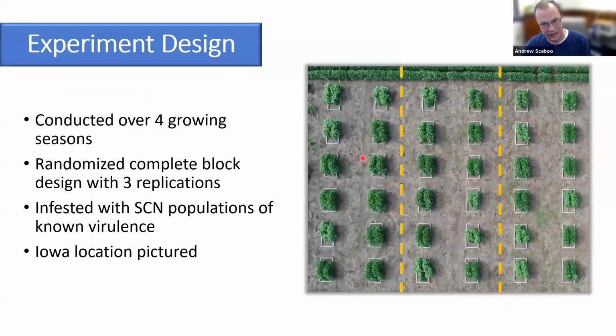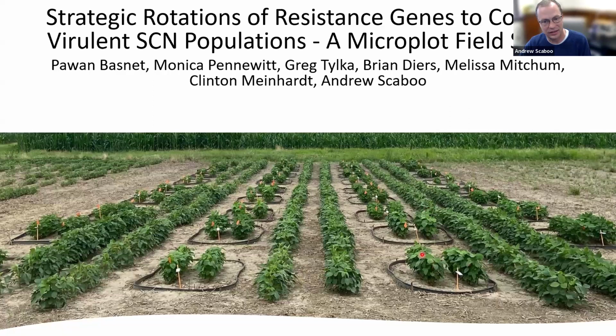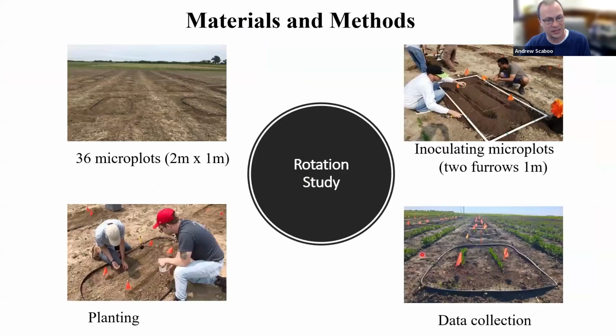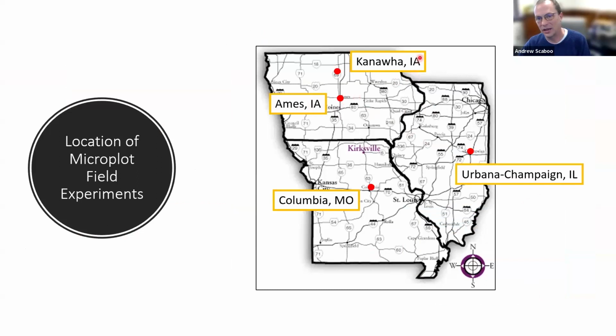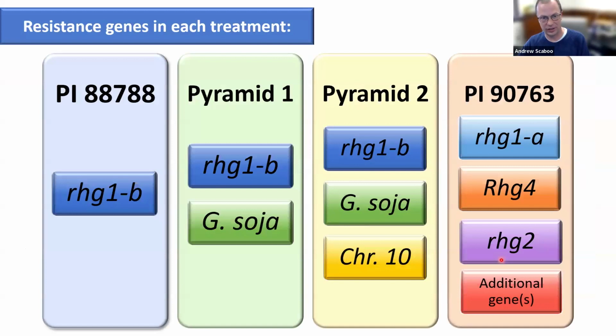This was the picture in Iowa. This is here in Missouri. So we inoculated these fields, and we put up a little barrier. We call these microplots because they're very small. We planted 30 soybeans in each row, 60 total. This was in Iowa, 2 locations here in Columbia, as well as over in Illinois.